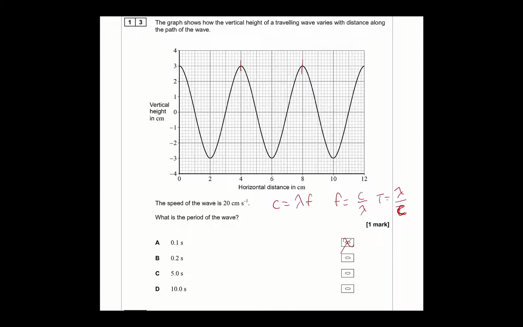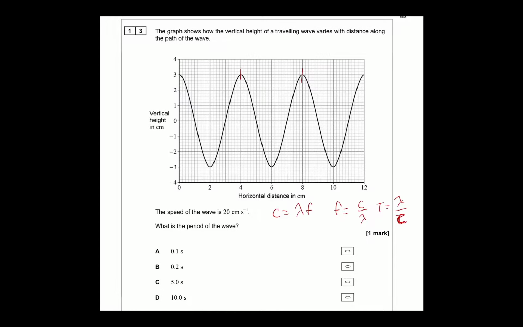Ugh, okay. Lambda is 4, C is 20. 4 divided by 20 is 0.2. B. Alright, now that's right, yes. Sorry.